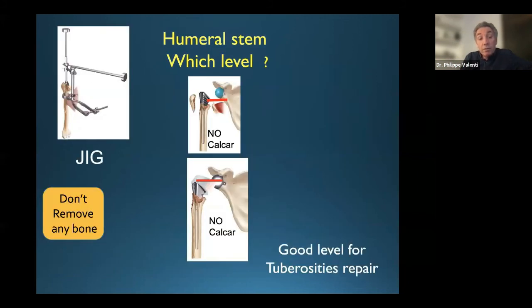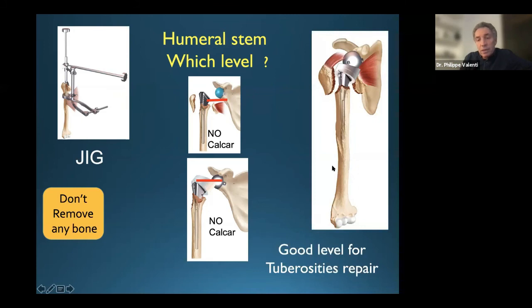Regarding the level, it's not so easy. Sometimes you can use a special jig. You don't remove any bone. If you have a calcar, you put the stem at the level of the calcar, and you see that the inferior level of the stem is at the same level as the inferior part of the scapula, or the superior part of the stem in the center of the glenoid, if you have no calcar. But sometimes you can use this landmark: 5 to 7 centimeters above the pectoralis major.